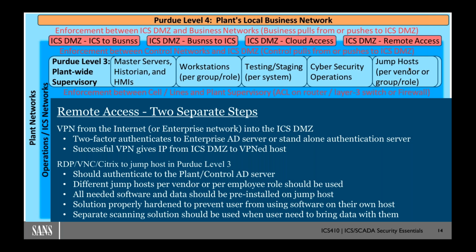Now, sometimes a vendor or an engineer may need to bring data with them. In that case, at that very final bullet point right here, some separate scanning solution should be used. So if they need to bring data with them, once they have VPN'd in, they can from that point then upload that data to some type of a scanning server, connect to the jump host, and then from the jump host, connect to that scanning server to pull whatever software data that they need down from that scanning solution once it has been approved. Okay, so that's what I recommend for security mode access.